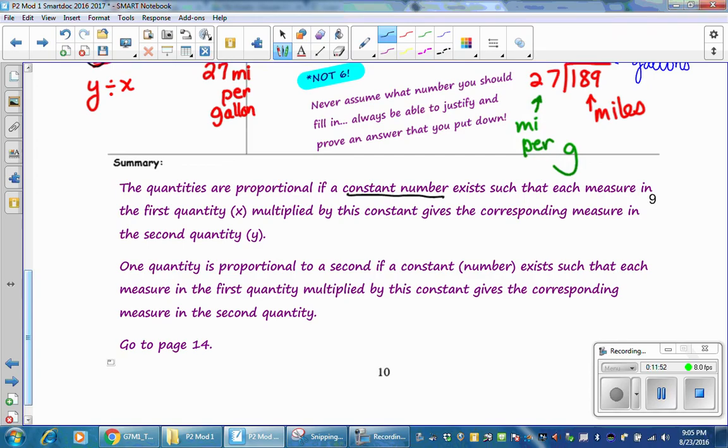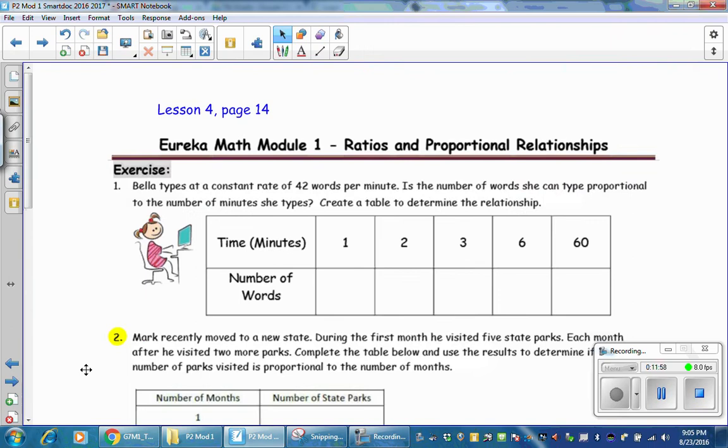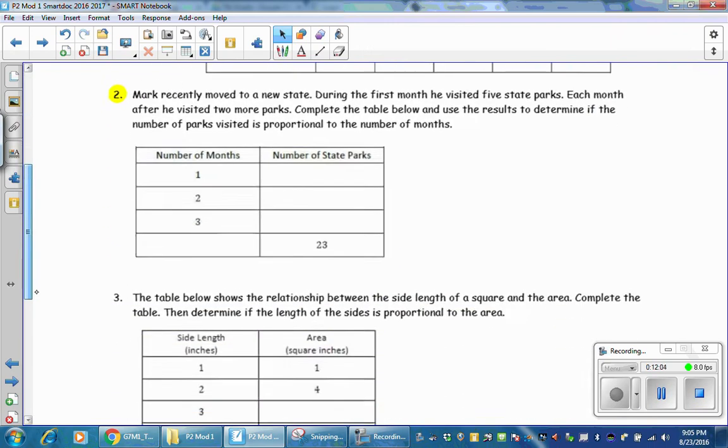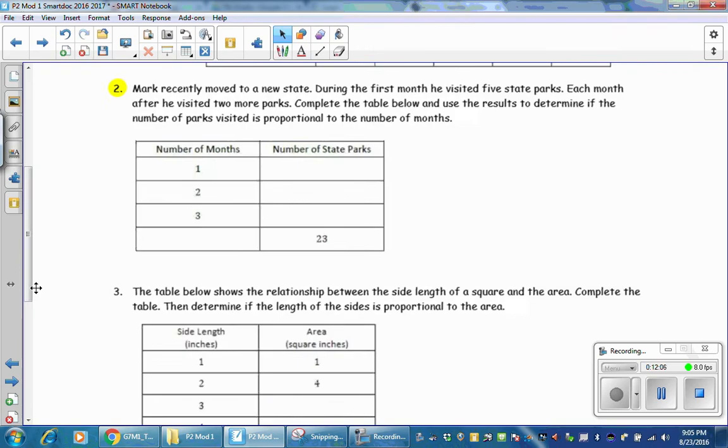Next, we're going to turn to page 14 and do one example from lesson 4. Please turn to page 14 in your book. On page 14, this is from lesson 4, and we're going to do example 2. Mark recently moved to a new state. During the first month, he visited 5 state parks. Each month after he visited 2 more parks. Complete the table below and use the results to determine if the number of parks visited is proportional to the number of months. I'd like you to pause the video and see if you can fill in this table.